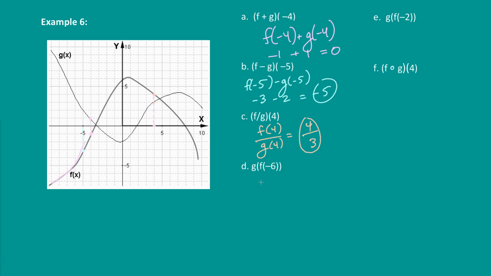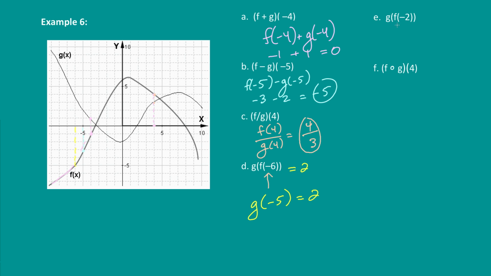G of f of negative 6. Now this means that I have to first go to f at negative 6. So let's find f at negative 6. It looks like it is going all the way down to negative 5. So this means that it's g of negative 5. So first we find this function value, then we plug it back into the other function. So g at negative 5 we found before was 2. So this whole value equals 2.